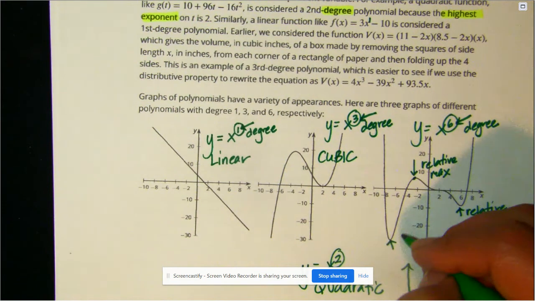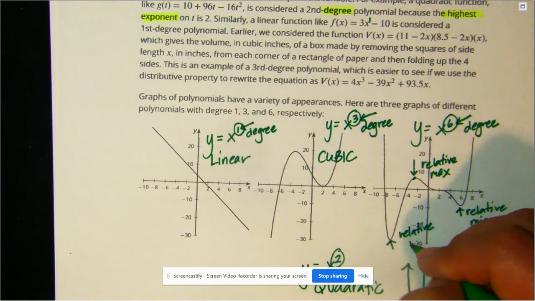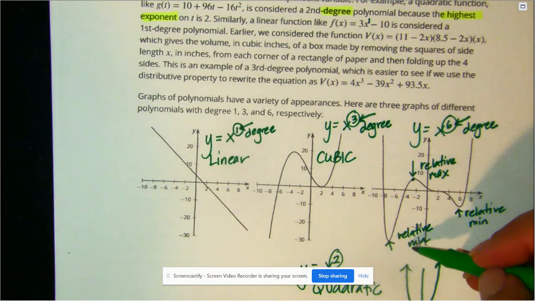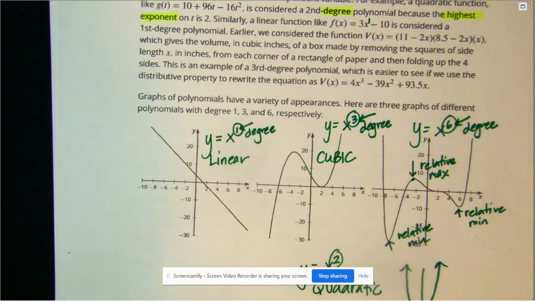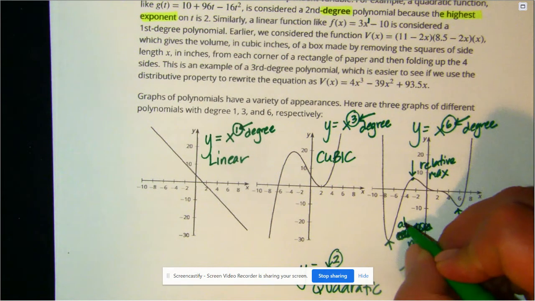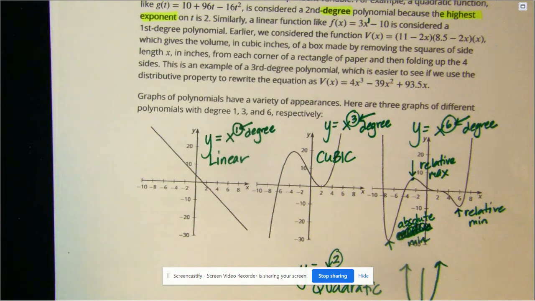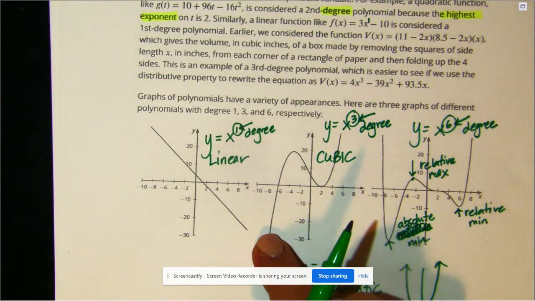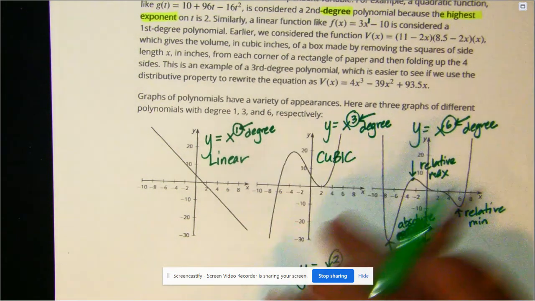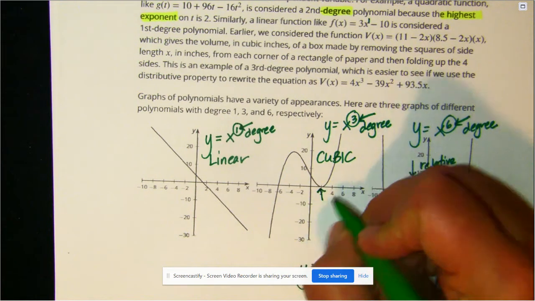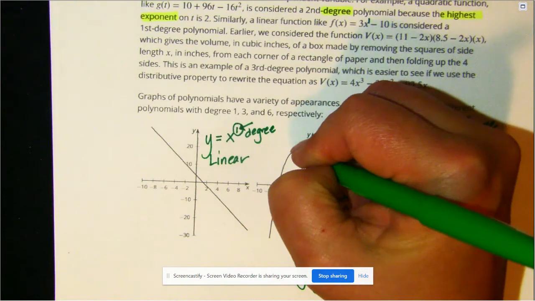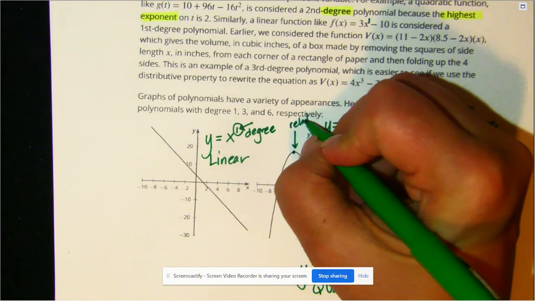So with that one, actually, you know what? Miss Austin messed up. That one is actually the absolute minimum because it doesn't go any lower. That one's a relative min. Well, we're going to call this one the absolute min. This graph, right? This one goes down here forever and ever and ever. This graph doesn't have an absolute minimum. That would be considered a relative min. And that would be considered a relative max.